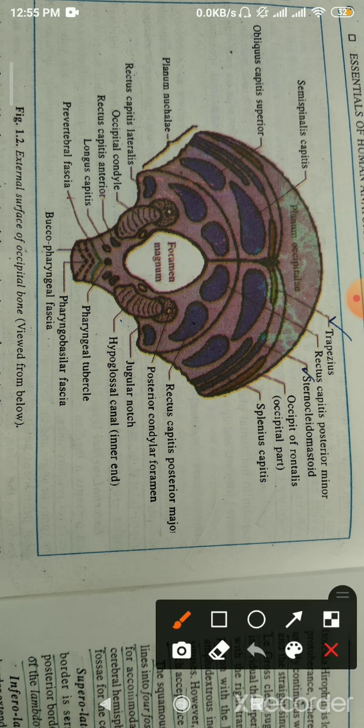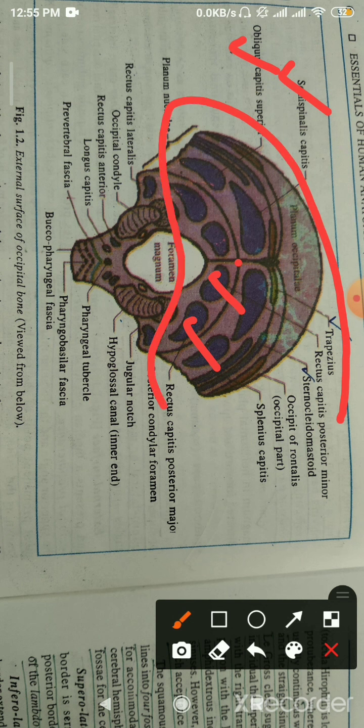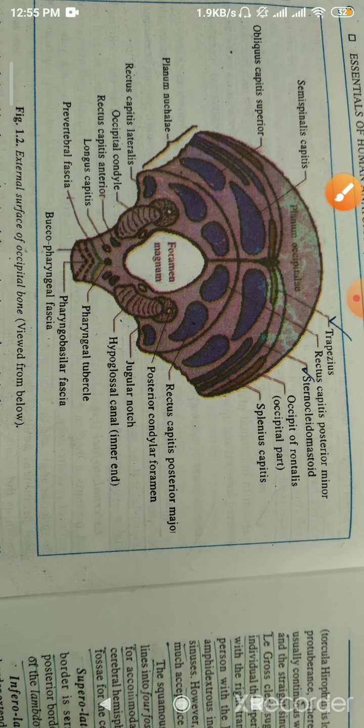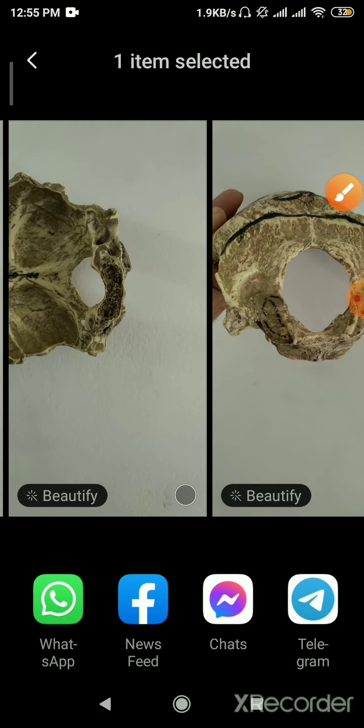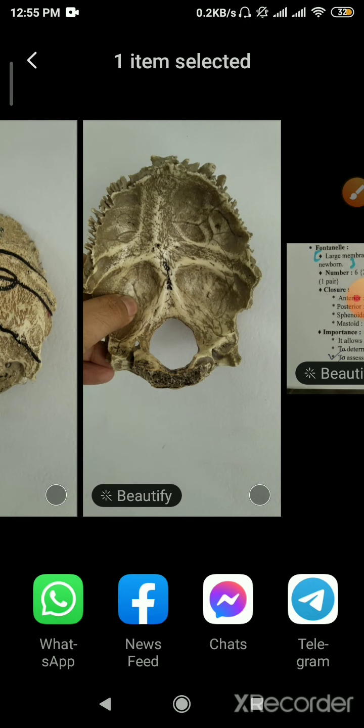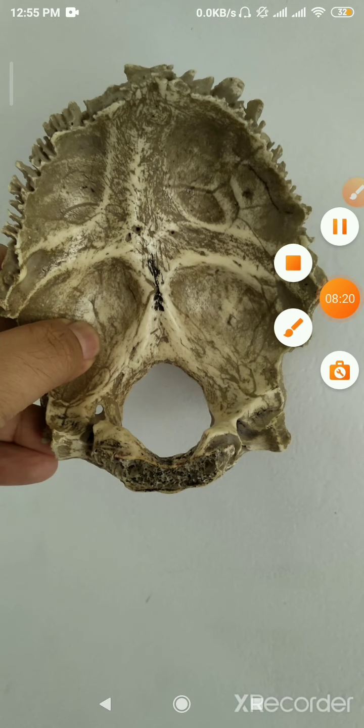Then you can see the attachment of the semispinalis capitis, obliquus capitis superior along the inferior nuchal line, and in the area below the inferior nuchal line you can see the muscular attachment of the rectus capitis posterior minor medially and rectus capitis posterior major laterally. So these are the muscular attachments of the external surface of the squamous part. Now we will move to the internal surface or internal part of the squamous part.